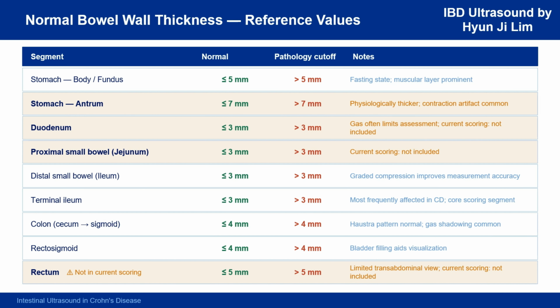This table is your quick reference card. However, bowel wall thickness alone should not be used as a sole indicator of inflammation. Assessment needs to be multidimensional, integrating other sonographic features. In some patients, active inflammation can be present despite relatively normal bowel wall thickness.